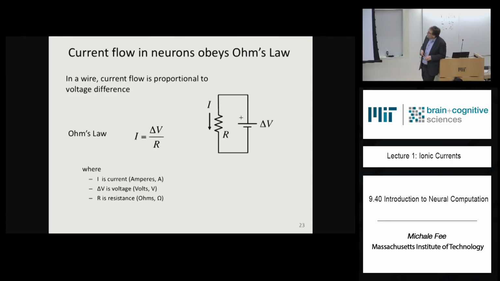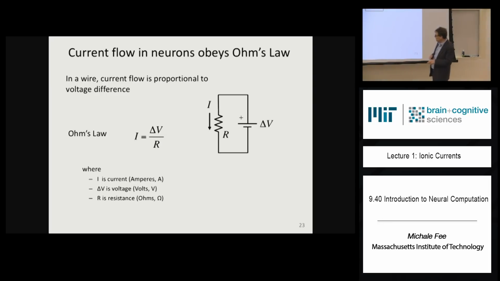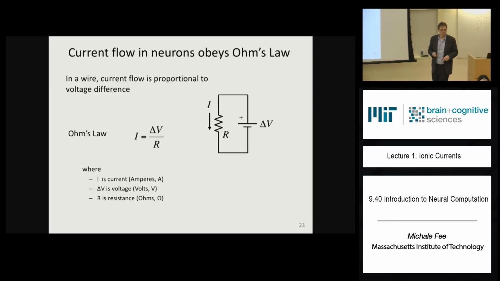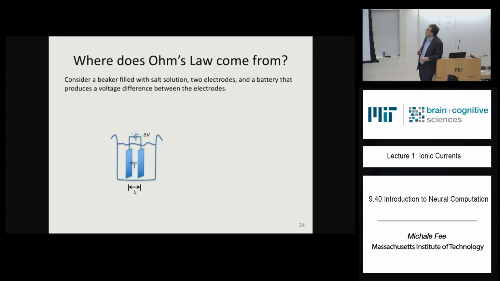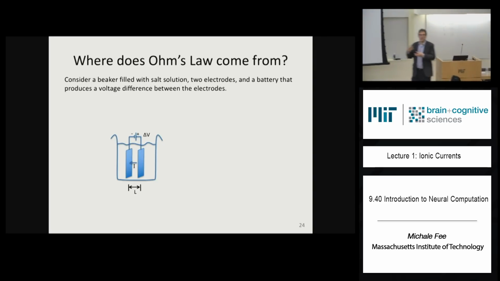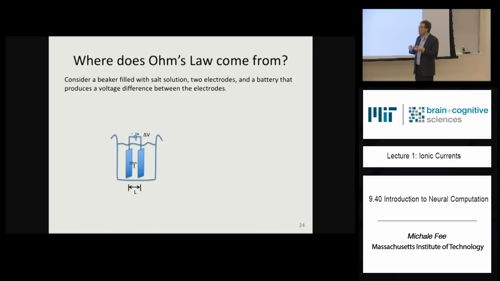So here, current has units of amperes. The voltage difference is in units of volts, and the resistance has units of ohms. Okay? Any questions about that? Okay, so let's develop this idea a little bit more and understand why it is that a voltage difference produces a current that's proportional to voltage.